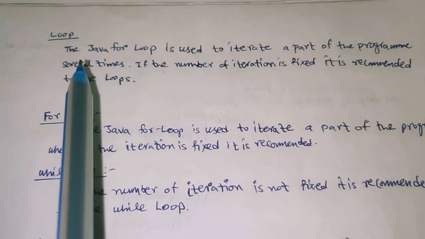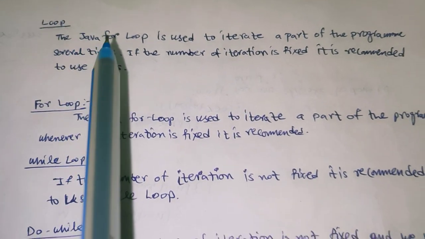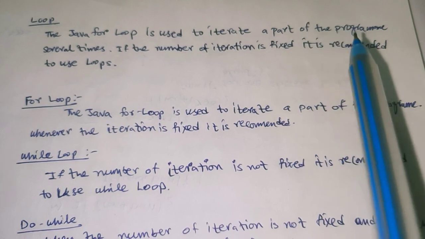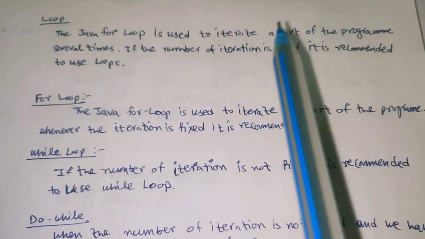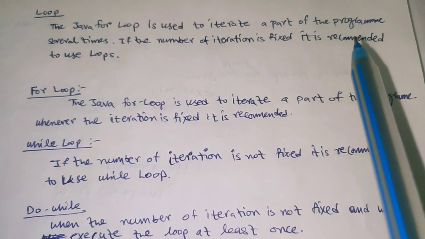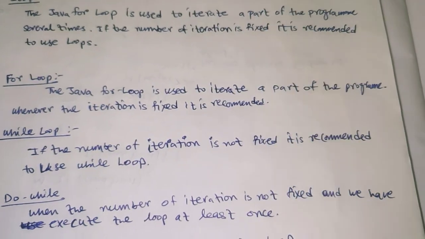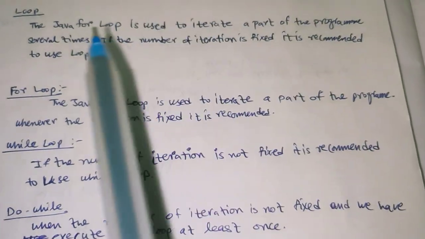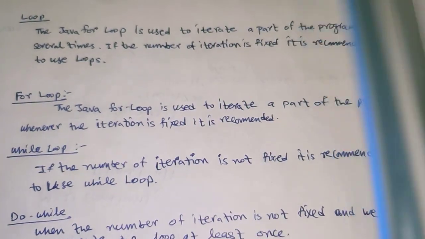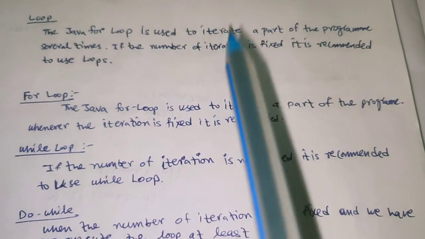Today we are discussing loops. So what are loops? In Java, loops are used to iterate a part of a program several times. Suppose we have to print the 1 to 10 table. We use only one loop, and inside the loop we print every multiplication number.